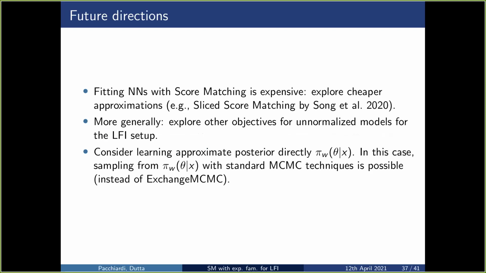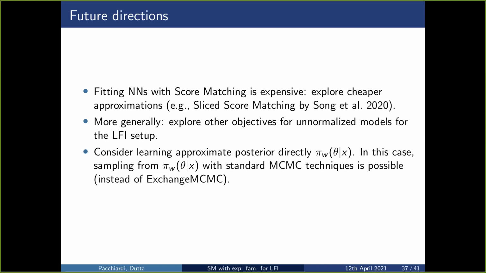And for future directions, which Lorenzo will be looking into further, we can fit these neural networks differently. We are presently using score matching, and it's rather expensive. For high dimensional problems, we can look for cheaper versions of that, like sliced score matching, or other objective functions like Stein divergences. There are a lot of newer works coming out recently which are cheaper and work better for high dimensional setups. So we will look into more objective functions, and more generally, we will explore other objectives for normalized models for the LIFA setup, and consider learning the approximate posterior directly.